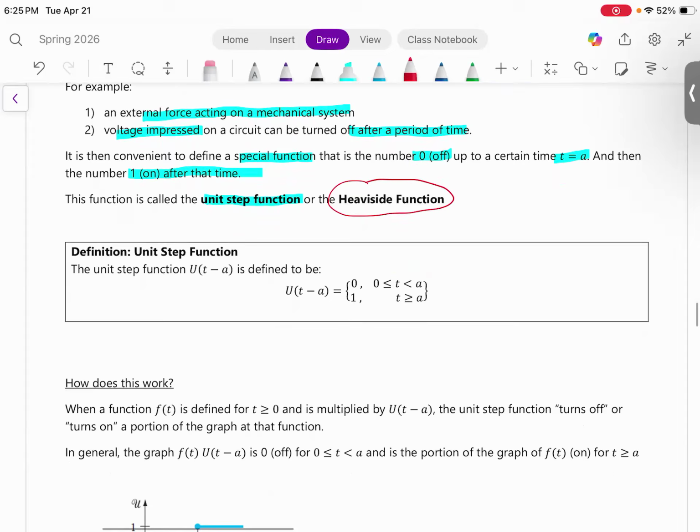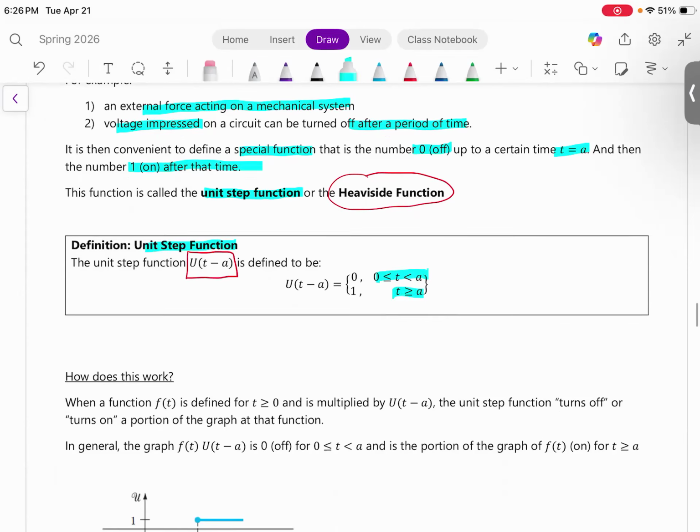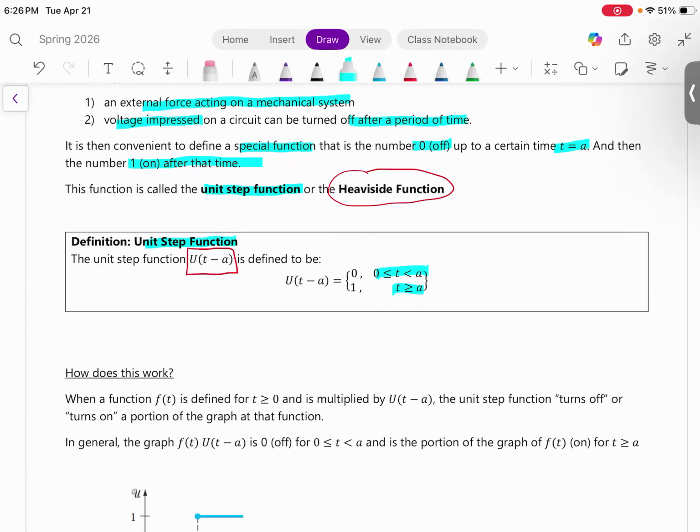So, the definition of a unit step function. It looks like this. U of t minus a is defined to be this piecewise setup right here, on and off, 0 and 1. It is 0 from 0 to a, and 1 when t is greater than a. So that is the unit step function, u of t minus a, a piecewise setup turning a function off and then on.